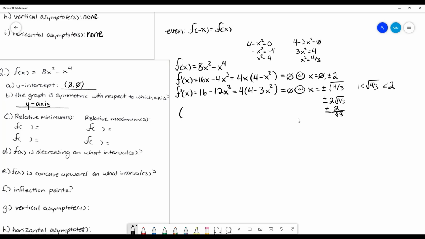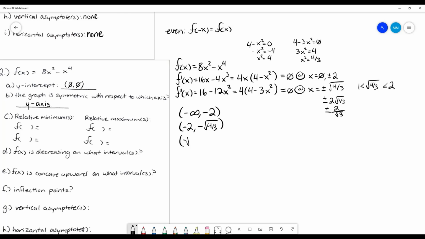So now, put together our intervals. I'm basically going to start at negative infinity. And then, since this is less than 2, it's going to come after this here. So I'm going to have negative 2, because that's further in the negatives, and then negative 2 up to that negative square root.